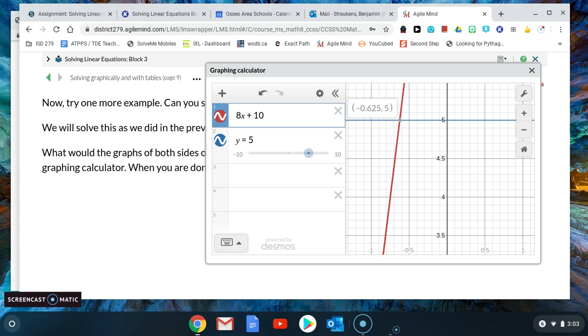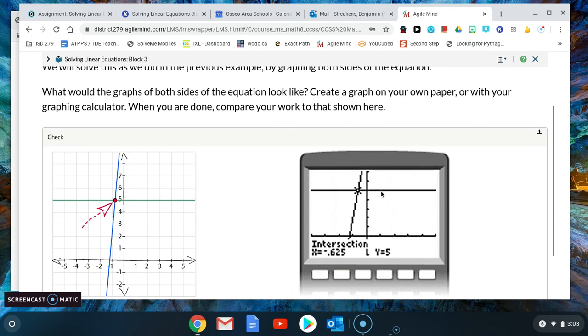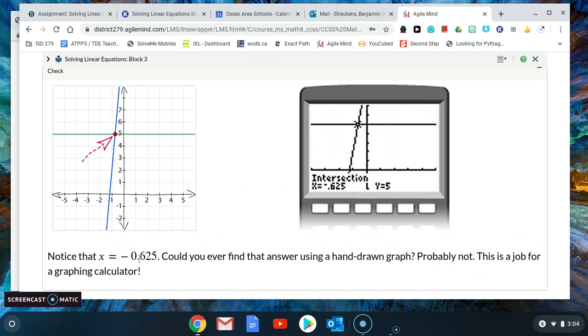Again, I put in those two equations. One side was y equals 5 because there was nothing else on that side of the equation, which gave me a straight across line through y equals 5. Then I found the intersection point, and we took the x coordinate, negative 0.625. Let's check our answer to see if we got the same thing. My equations and graphs say that x equals negative 0.625, which is what we got.